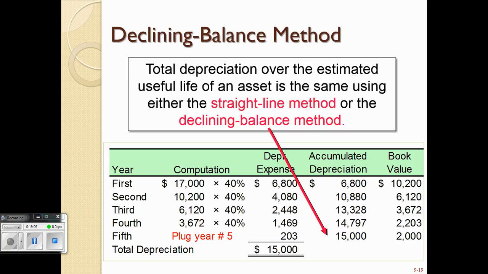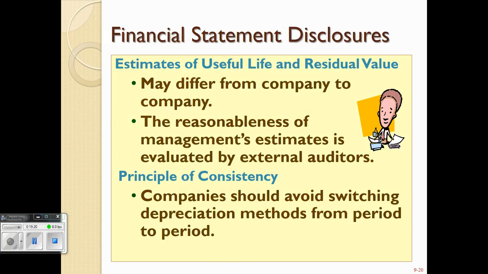So my total depreciation under the declining balance is 15 grand. Under straight line, it was 15 grand. It's just a matter of getting more of that depreciation in the early years of the asset's useful life. You do have to disclose the depreciation method you use in the notes to your financial statements. Useful lives can differ from company to company, but you do have to disclose what they are, and you have to be consistent. You can't switch from one method to another every year.